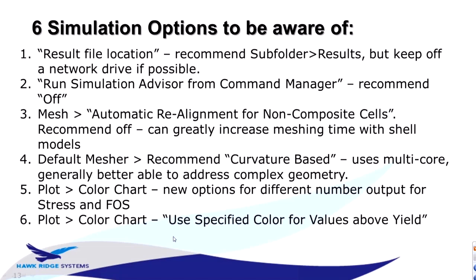And the other recommendation I make is to use, there's an option down the bottom of the color chart section, use a specified color for values above yield. As you probably know, stress analysis values above yield in a linear analysis are essentially garbage, right? Linear analysis is a great predictor up to yield, but beyond yield, it's not true behavior. And so this just colors that in a gray color so that you know clearly that those values are not real. What it's telling you is the part is yielding.